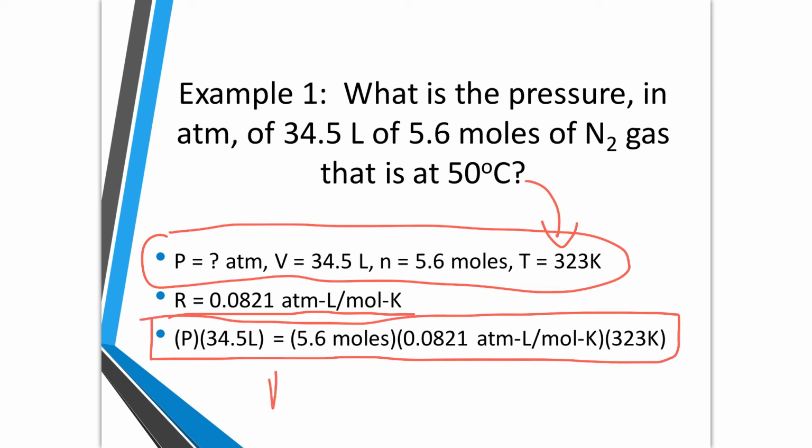There it is, and that's PV equals nRT. So here's my n, here's my R, there's my T. P we don't know, that's the question mark, and then this is my V. And then on the next page we'll have the answer.